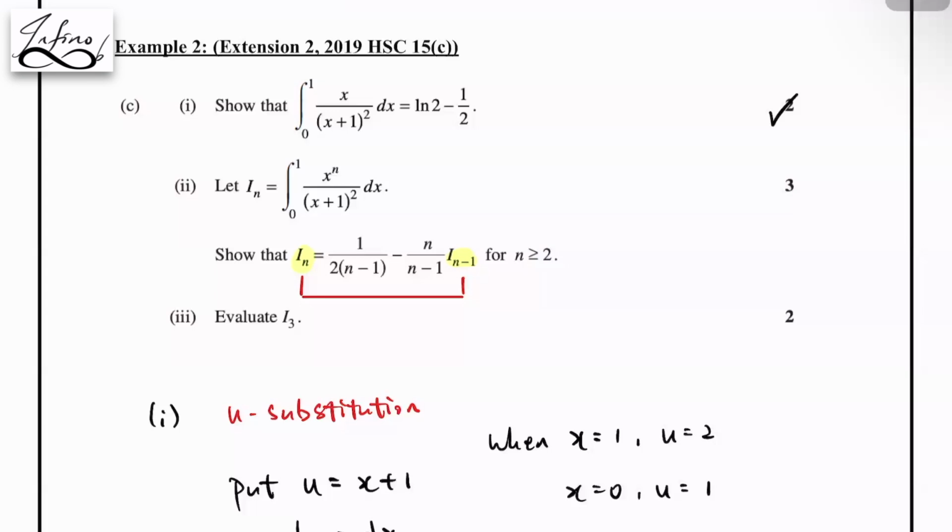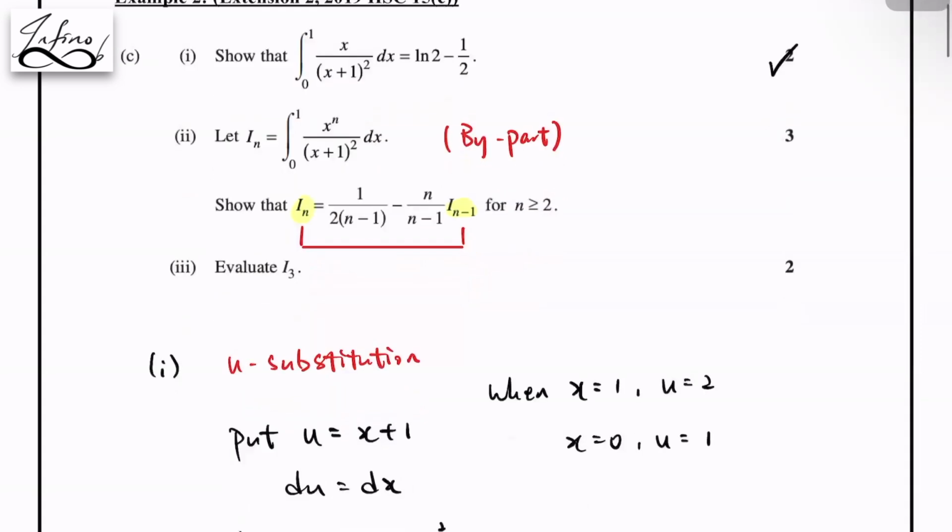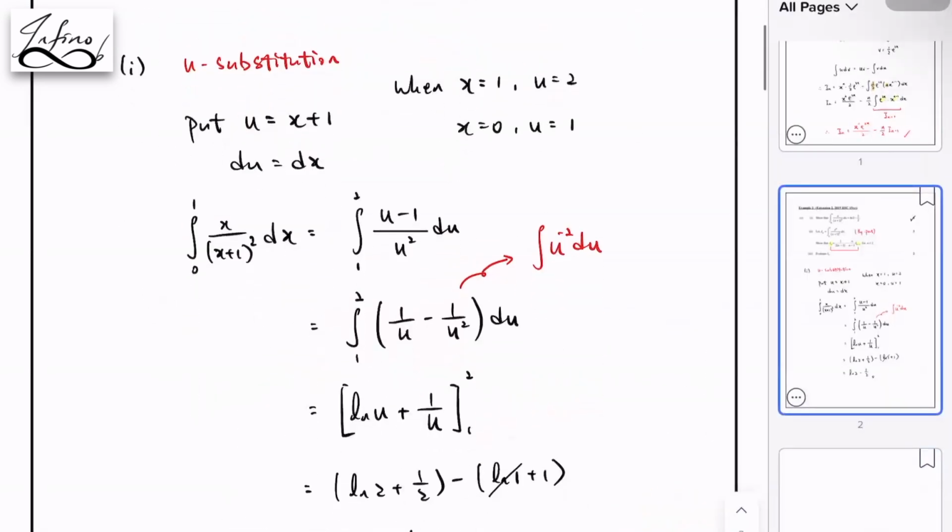If you have a look at my first video of example 1, then probably you will notice that you have to use integration by parts here. You have to use integration by parts in part 2. So let me demonstrate for part 2 then. Part 2, we'll do it here. So now In is the integral from 0 to 1 of x^n over (x plus 1) squared dx.